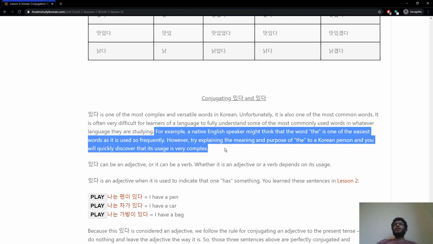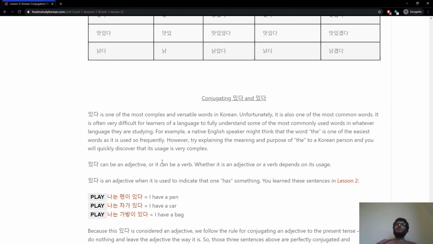For example, a native English speaker might think that the word "the" is one of the easiest words. No, it's not, because it's very frequently used. However, trying to explain the purpose and usages of "the" to a Korean person is not easy. You will quickly discover that the usage is very complex.